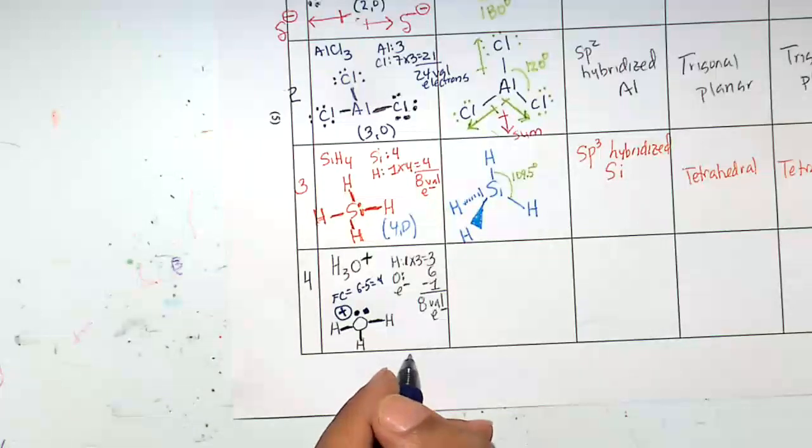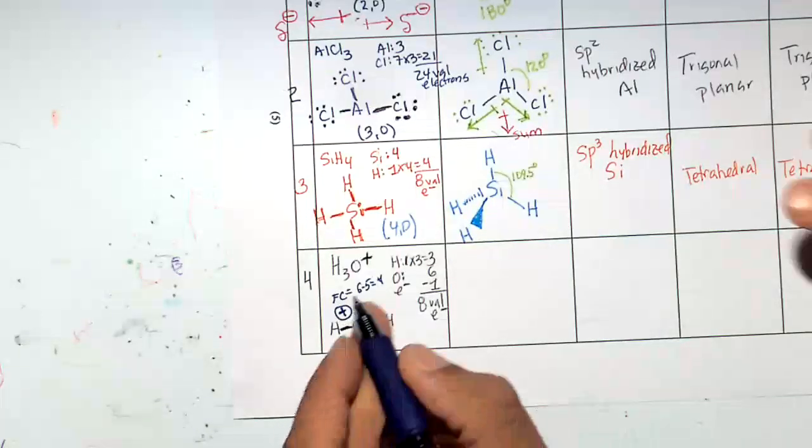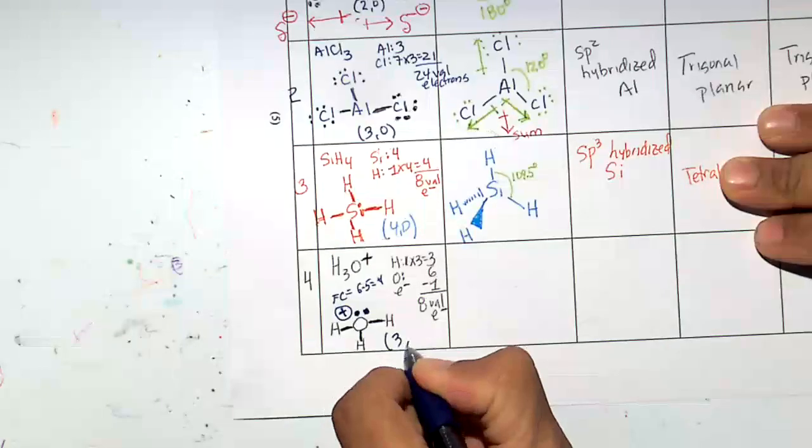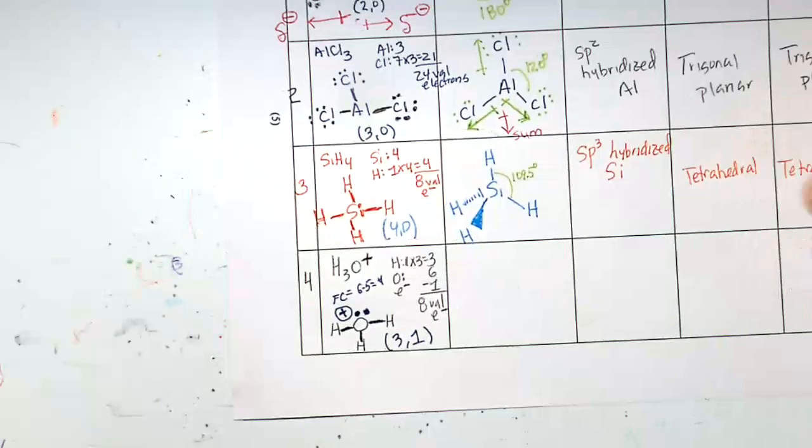Okay. So how many bonding and how many lone pairs? 3 bonding and 1 lone pair. Okay, so what will that be? On that one sheet you're going to do 3 bonding and 1 lone pair. So you're going to do 4 and 1. What's 4 and 1? 4 bonding, 1 of them is lone pair.